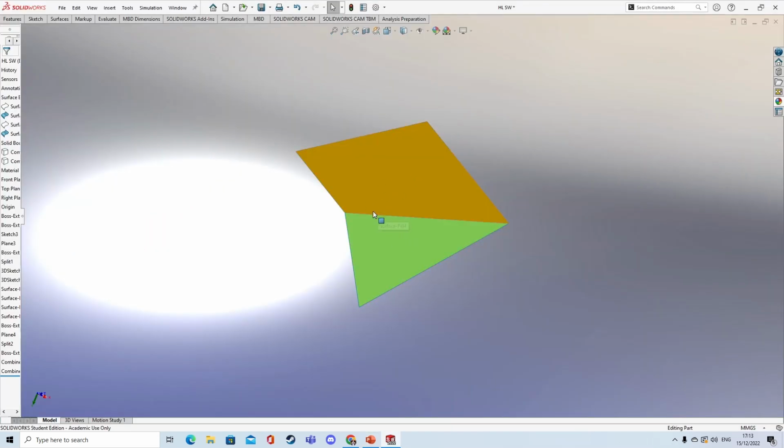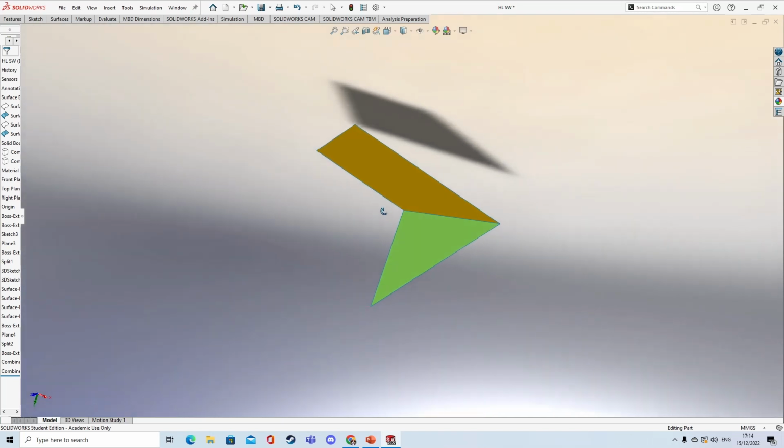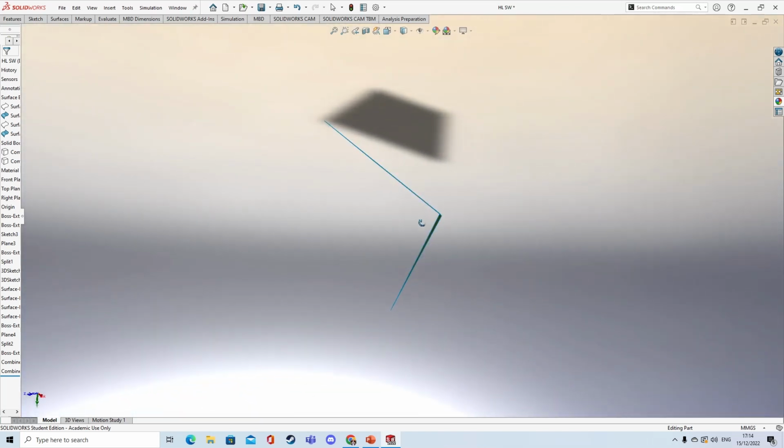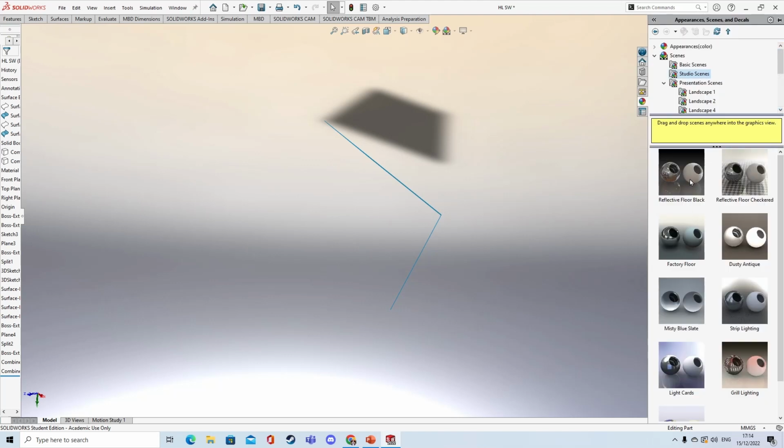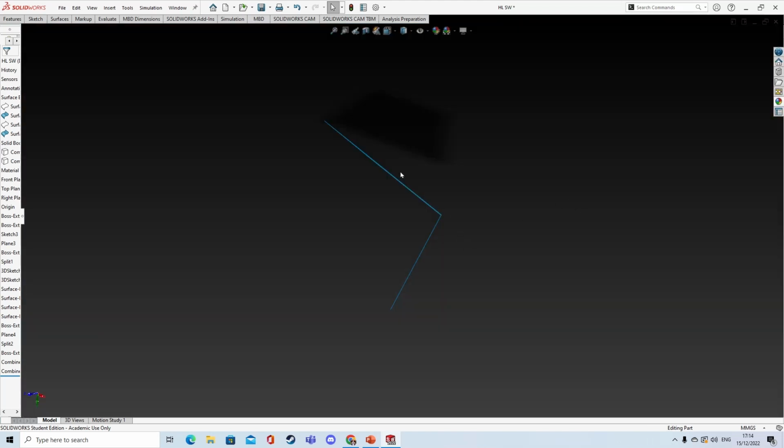So as we can see in the solution, we have AB here, and we just flip it around 90 degrees perpendicular to it. And I'll just change the scene so you can see it better. We can see this will be our, what is it?